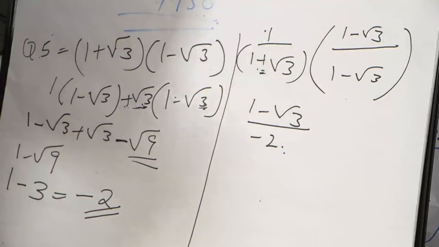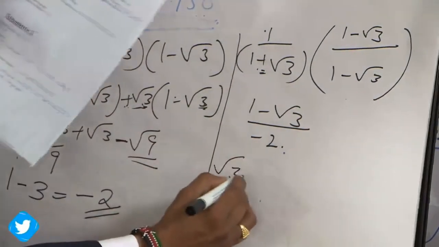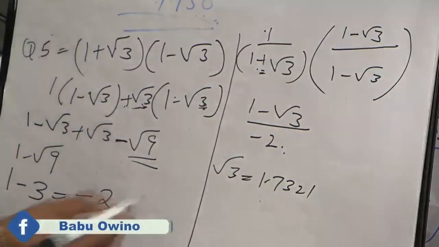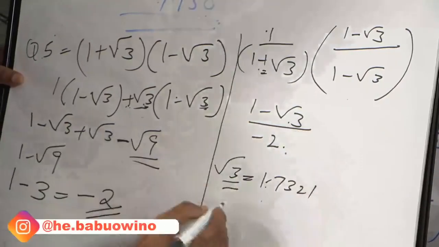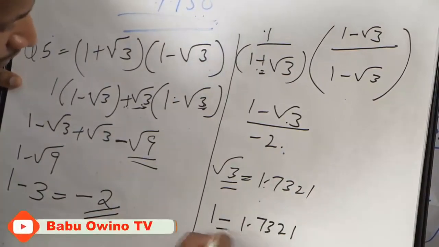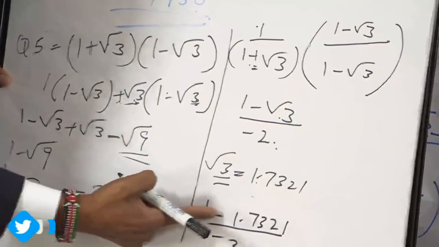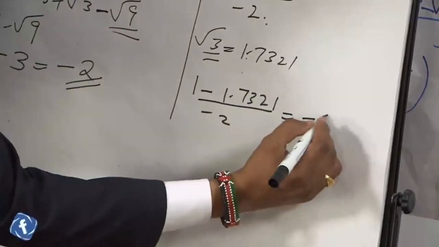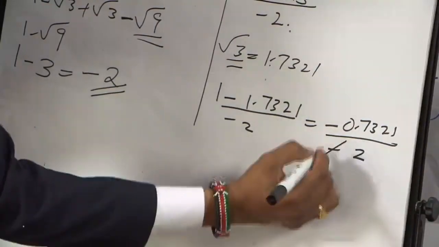Hence, evaluate to 3 significant figures. Given that root 3 equals 1.7321, wherever there is root 3, you replace it with 1.7321. So 1 minus root 3 is 1 minus 1.7321, divided by minus 2. Solve the numerator alone: 1 minus 1.7321, you get minus 0.7321, divided by minus 2.